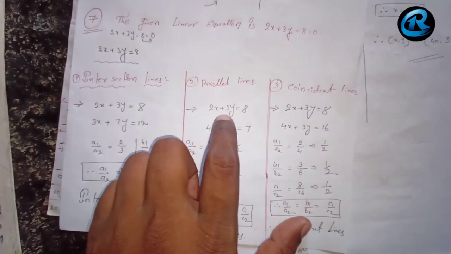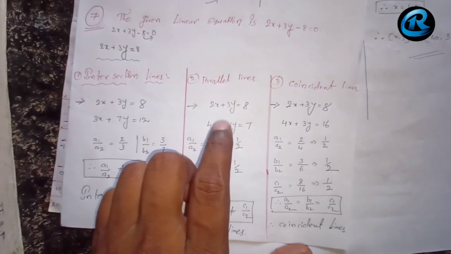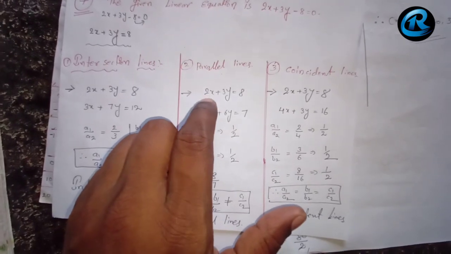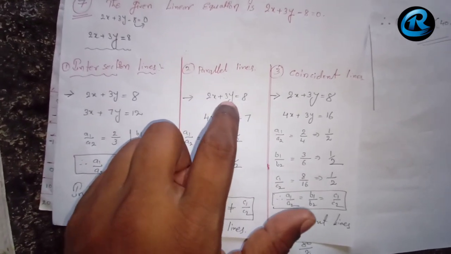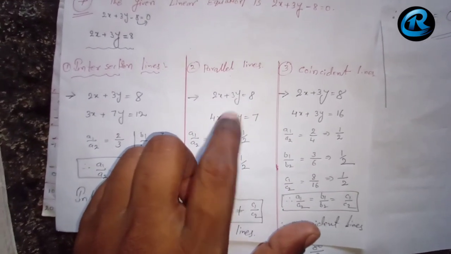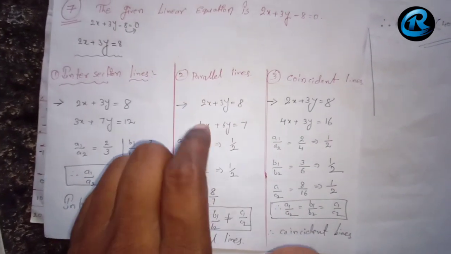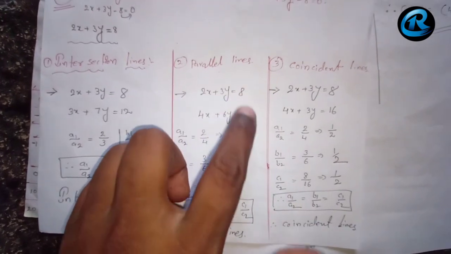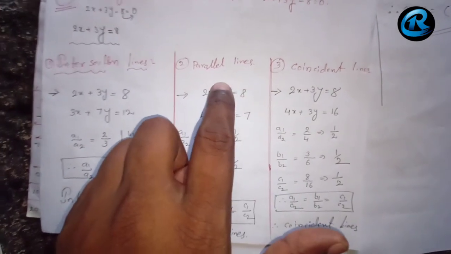The same equation again, 2x plus 3y equal to 8. For this I took one more example where it gives parallel lines. 2 I have doubled it, it's 4. Here 3 I have doubled it, it's 6. But here I did not do it for the constant because a1 by a2 and b1 by b2 should be equal and should not be equal to c1 by c2. Then only we get parallel lines.